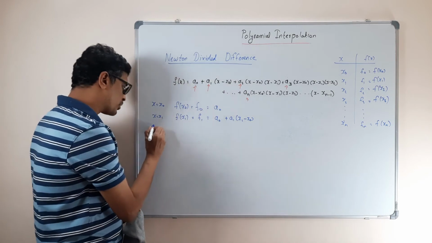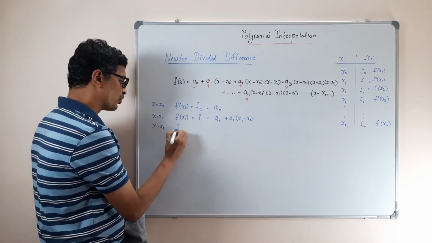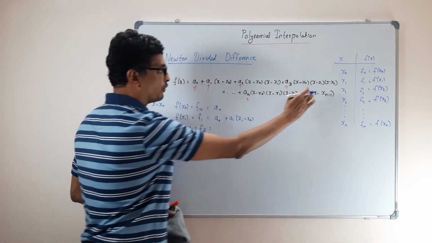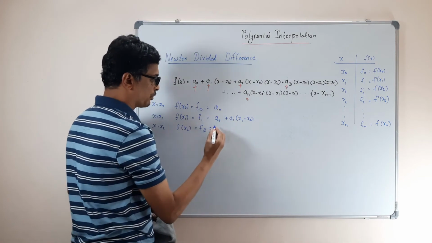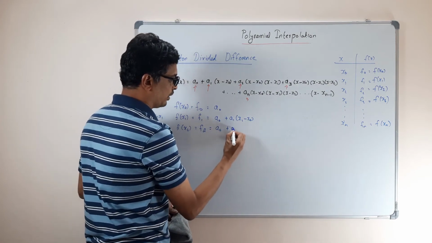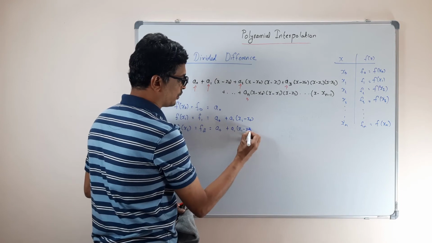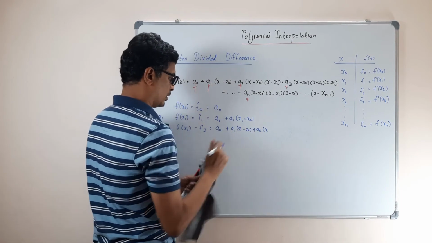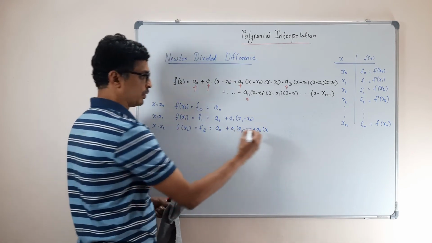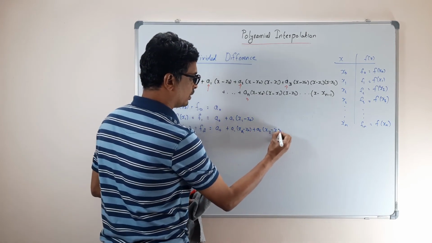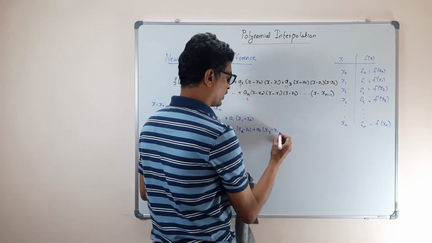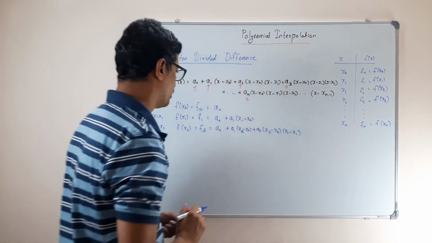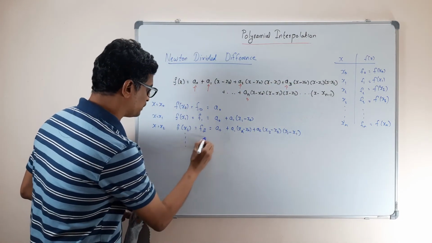Let us go for one more term, x is equal to x2. This will be f of x2. From the third term onwards everything vanishes, so what you get is a0 plus a1 times x1 minus x0 plus a2 into x2 minus x0 into x2 minus x1, and the remaining terms will be 0. We can keep doing this.